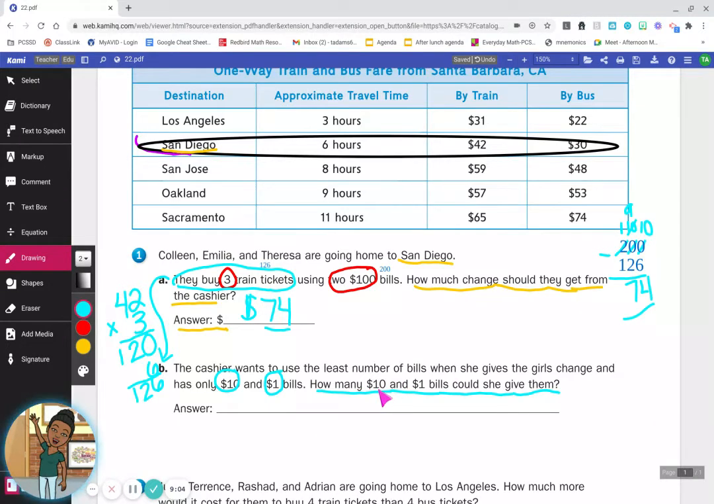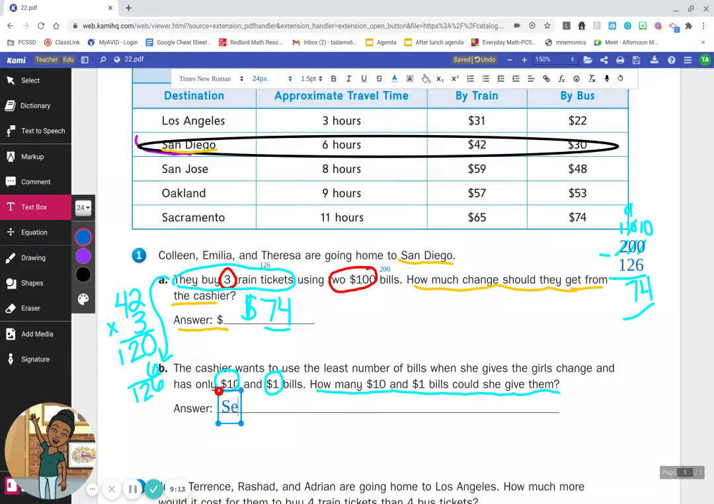How many $10 and $1 bills could she give them? First, let's look at our tens. How many tens does she have in 74? So she would give them 7 $10 bills. How about my ones? How many ones are there in 74? And 4 $1 bills.